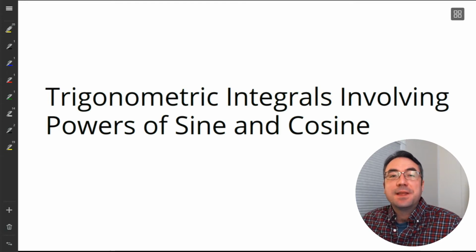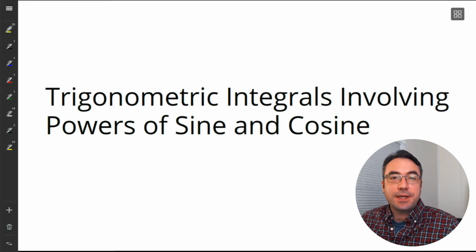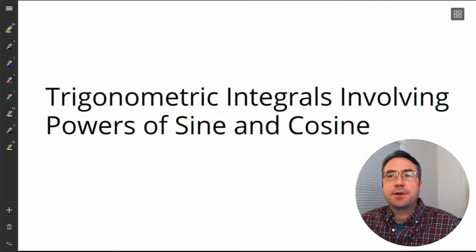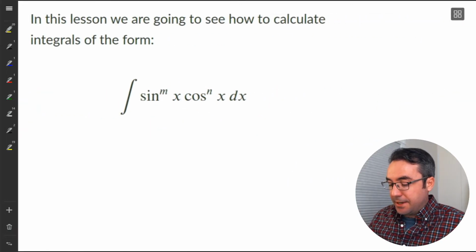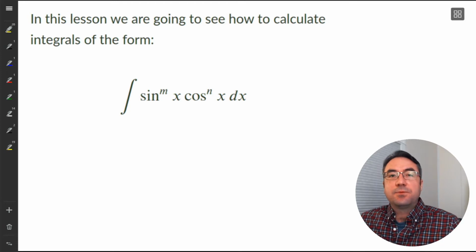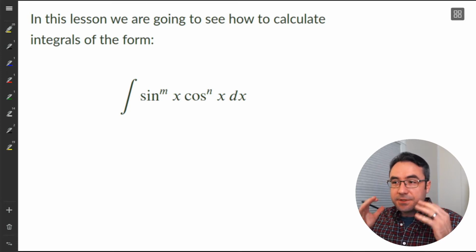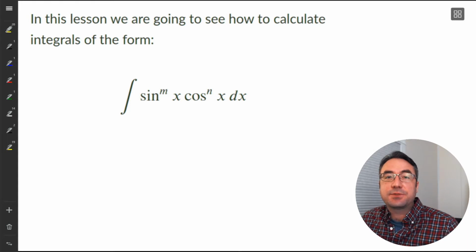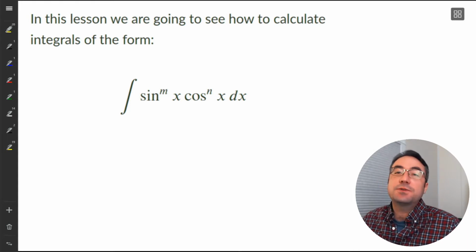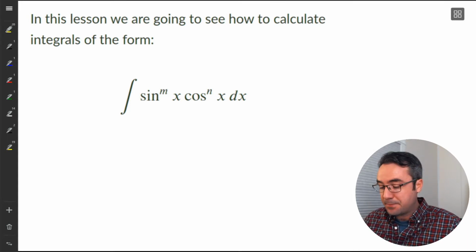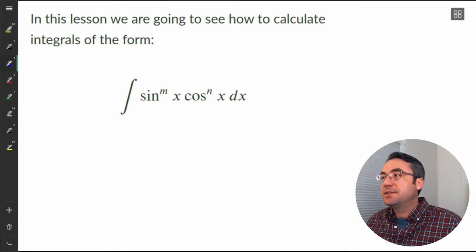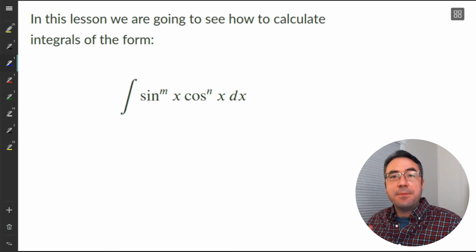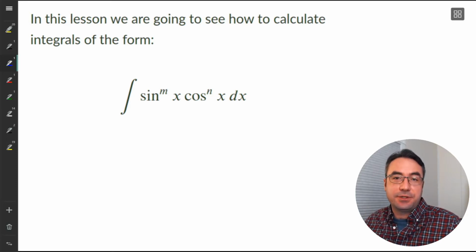All right, welcome everyone. Today we're going to look at trigonometric integrals, and specifically we're going to start looking at how to integrate functions involving powers of sine and cosine. In this lesson we're going to see how to calculate integrals of this form: sine of x raised to the power m times cosine of x raised to the power n. And for the most part, we're going to be looking at cases where m and n are non-negative integers.